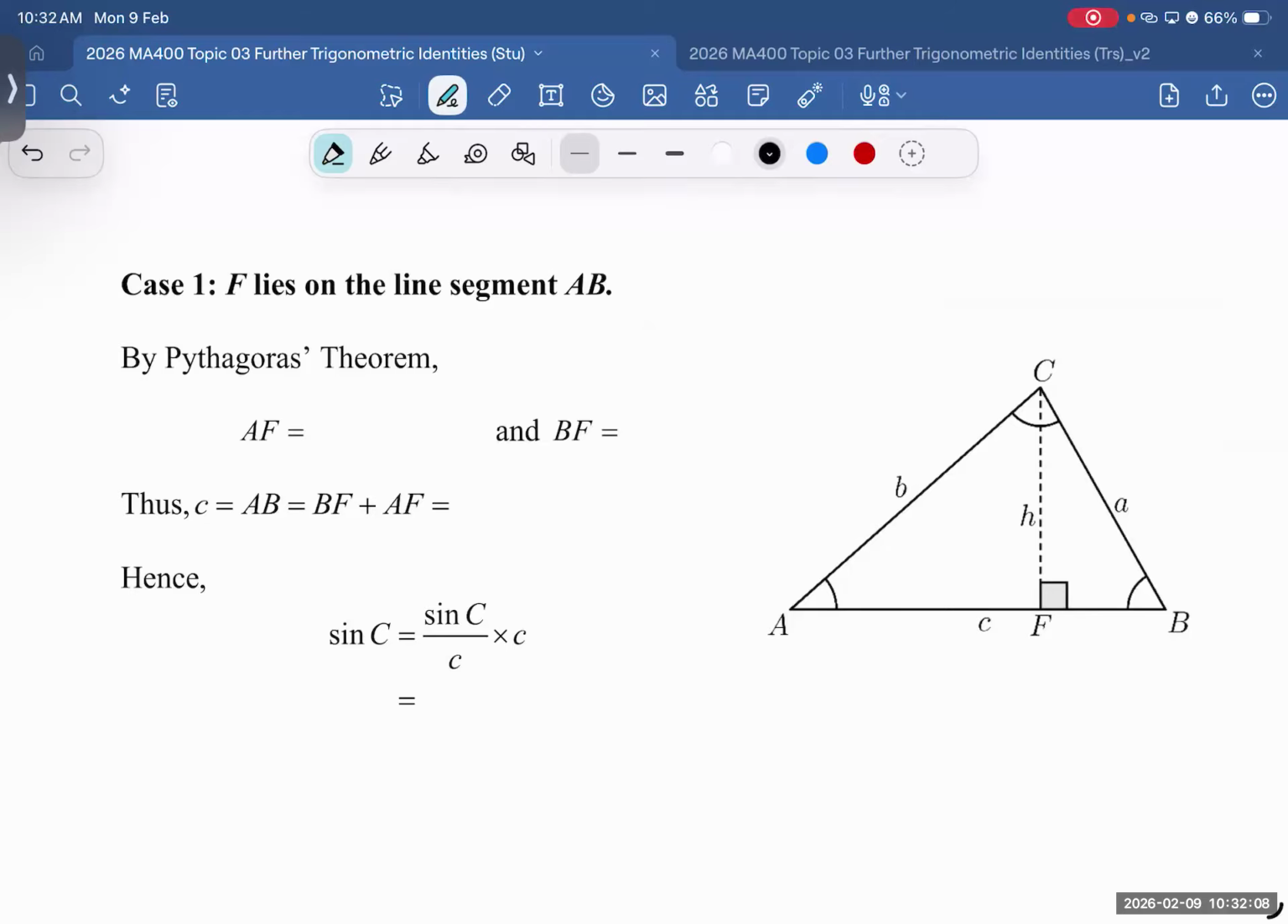sine A plus B is the same as sine A cos B plus cos A sine B. Cos A plus B is the same as cos A cos B minus sine A sine B. Tangent A plus B is tangent A plus tangent B over 1 minus tangent A tangent B. Of course, if you are able to memorize that, life is great. Okay, this is the formula.